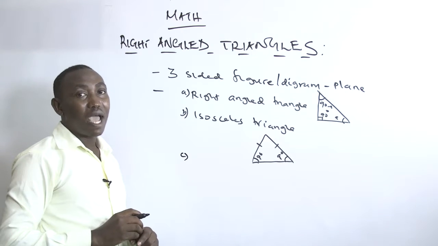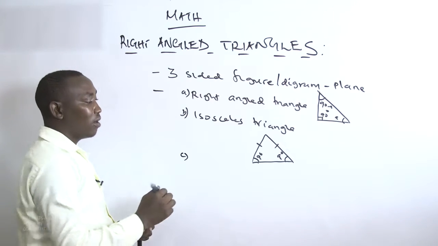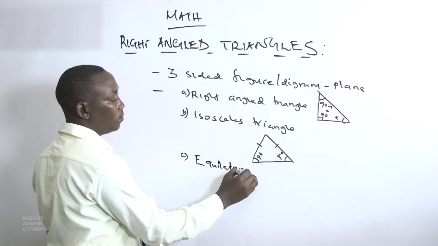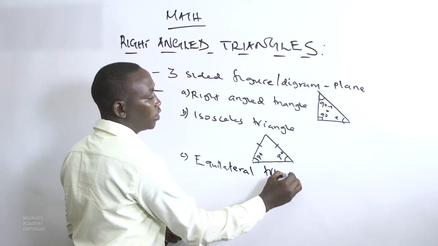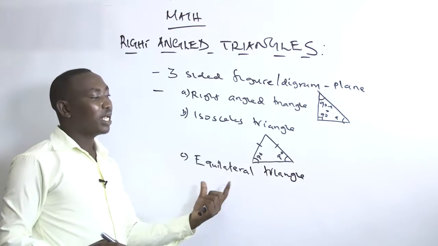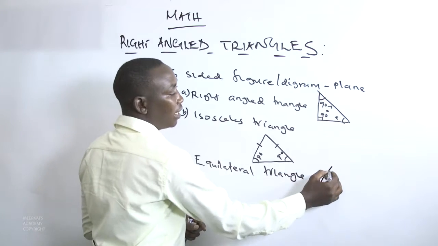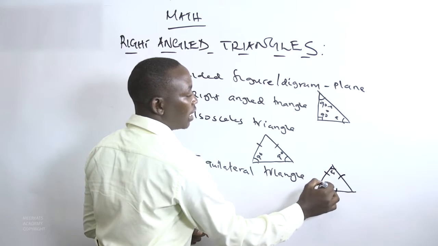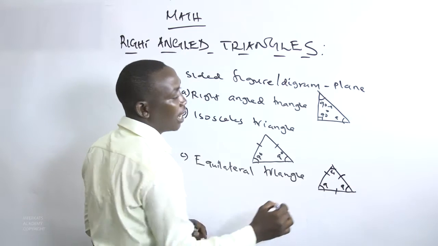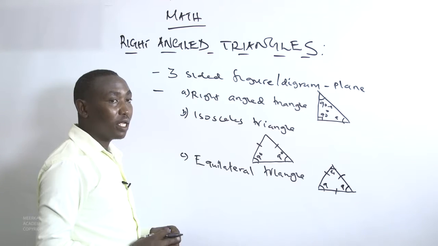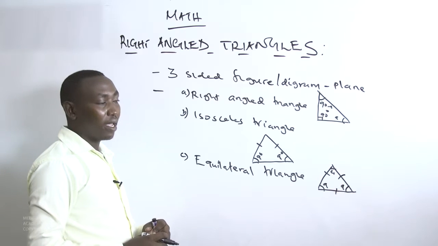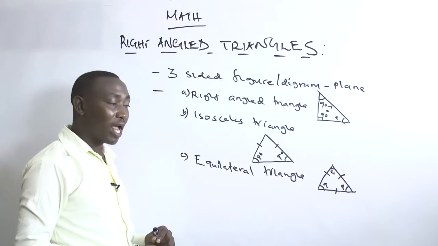We have the third type of triangle called an equilateral triangle. With this kind of triangle, all sides and all angles are equal. So if that is A, this is A, that is A degrees. All the sides and all the angles are equal in that particular case. It's called an equilateral triangle.